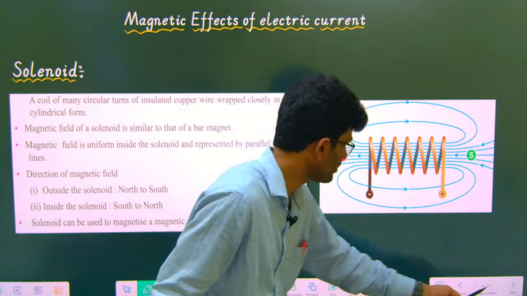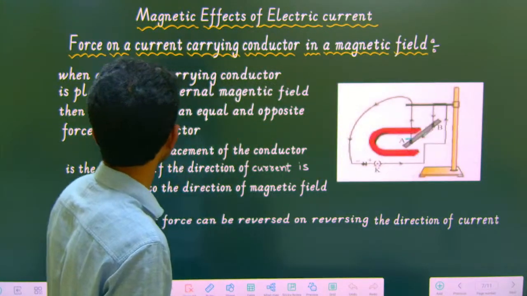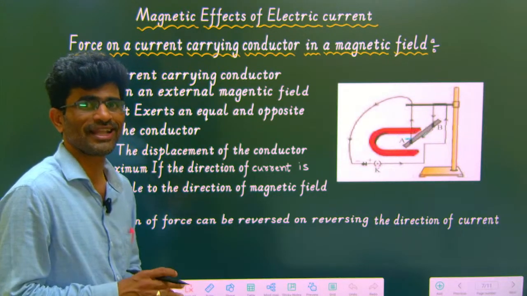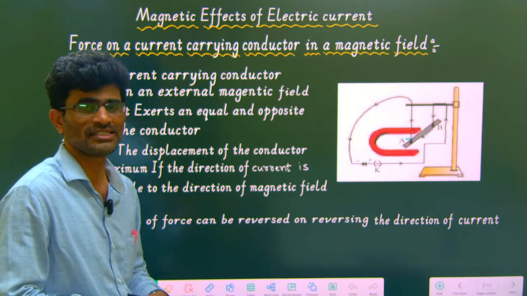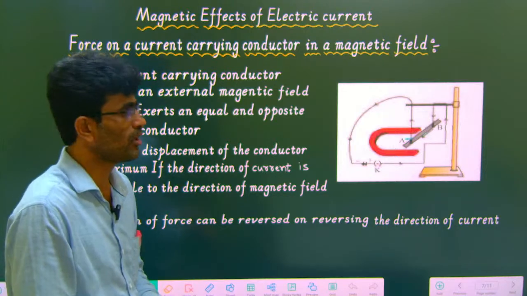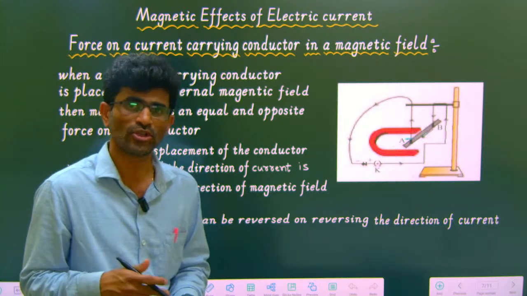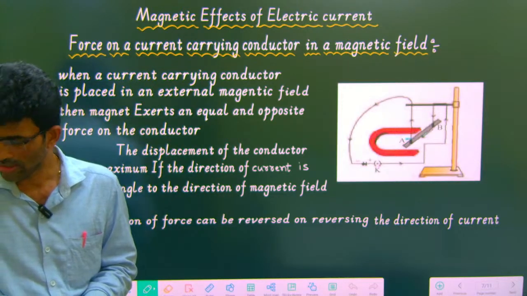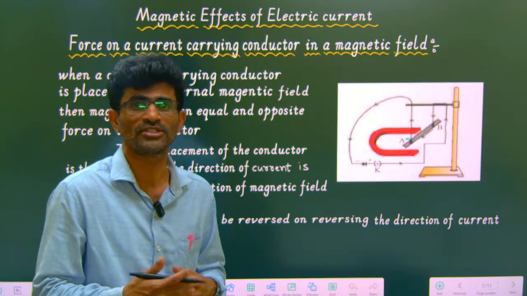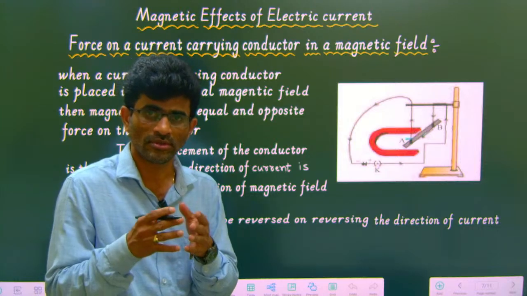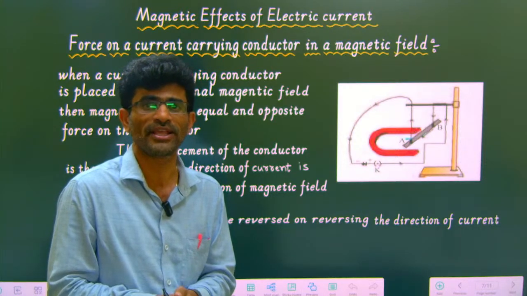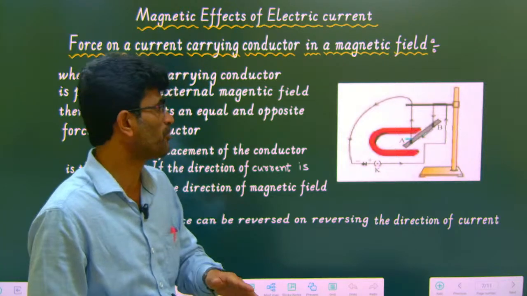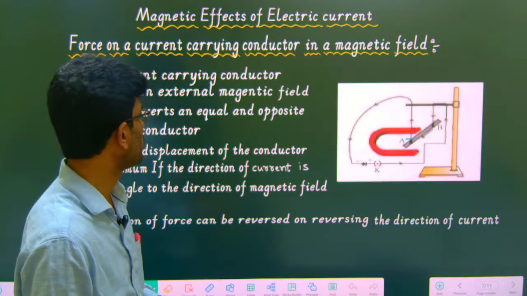That is about temporary and permanent bar magnets. And this is one more. What happens if this current carrying conductor is placed in some external magnetic field? We learned already, whenever we allow some current through the conductor, it produces a magnetic field. Now this current carrying conductor, when you place it in the magnetic field produced by some other magnet, then what happens?